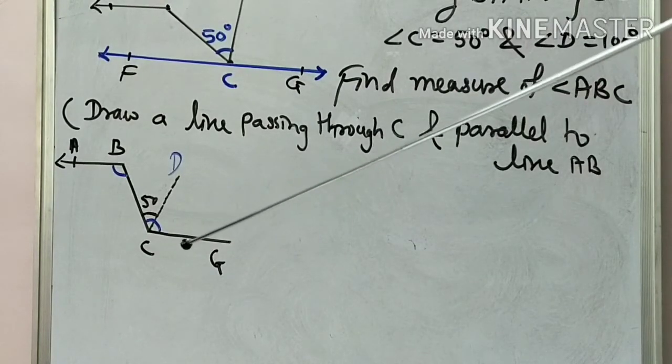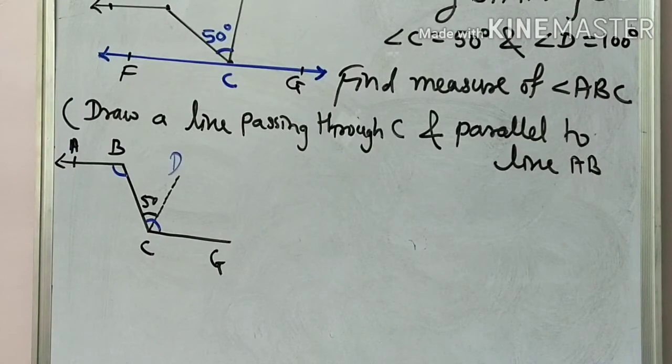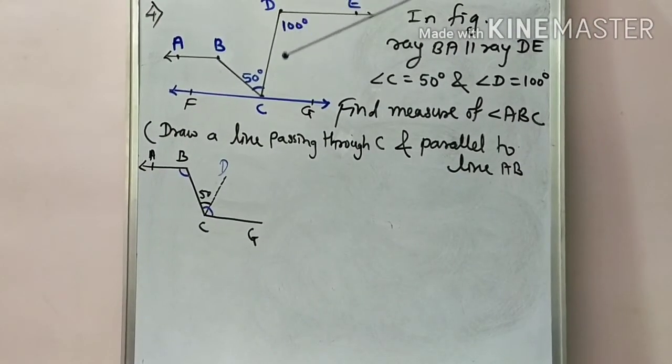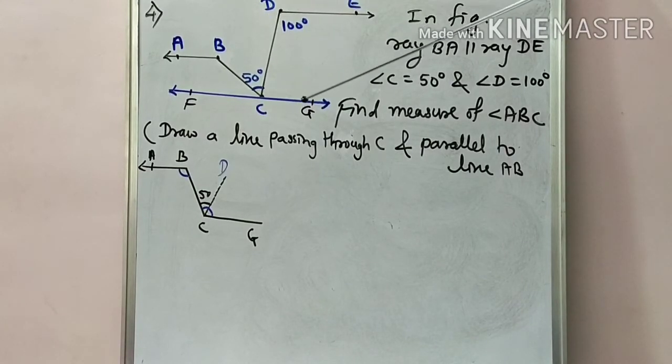which is not given, but we can find DCG. In the original figure, here we have DCG, which is an interior pair with CDE, and AB is parallel to FG by our construction and AB is parallel to DE is given, so DE is parallel to FG, so this interior pair is supplementary, meaning the sum is 180 degrees, so we find that DCG is what? 80 degrees. 80 plus 50 is 130 degrees, and if angle BCG is 130, then ABC is also 130 degrees. Like this we solve this example.